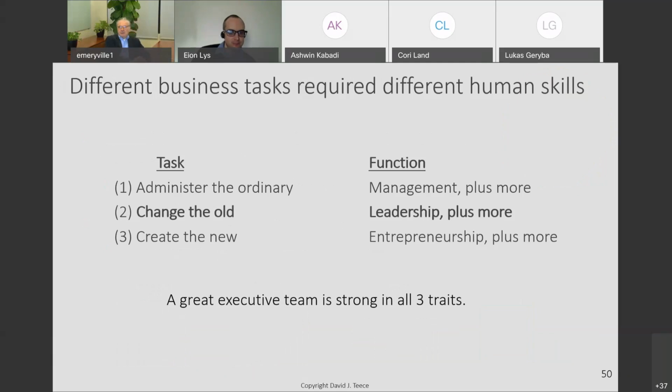So this is what I was saying a couple of minutes ago about the skill that's required to do this. If it's about administering something, that's management, plus a little bit more. Changing the old, that's the hard part. That certainly requires leadership plus more. Creating the new requires entrepreneurship. So today's brilliant CEO needs to be an entrepreneurial manager leader.